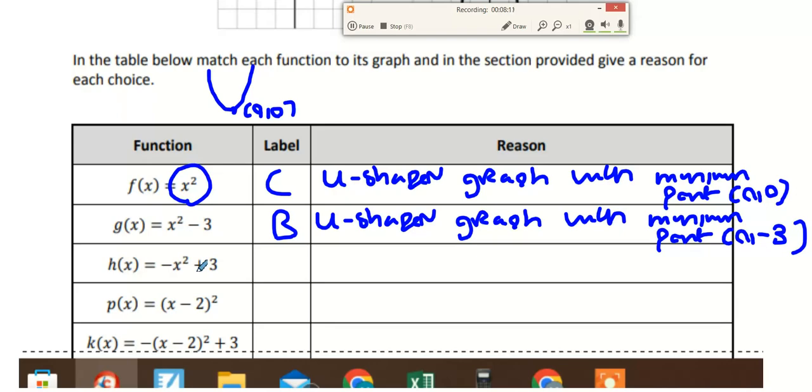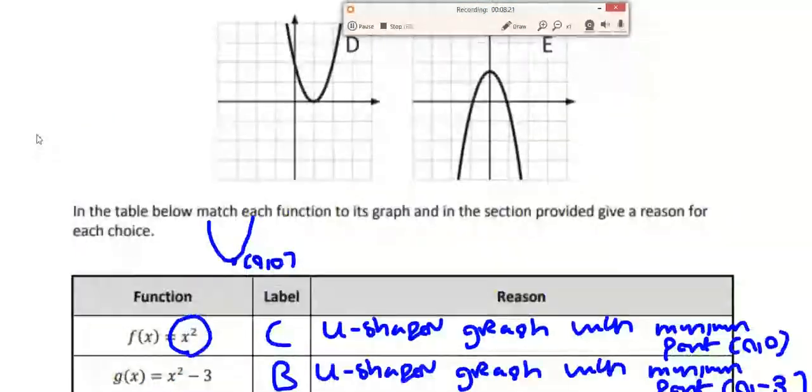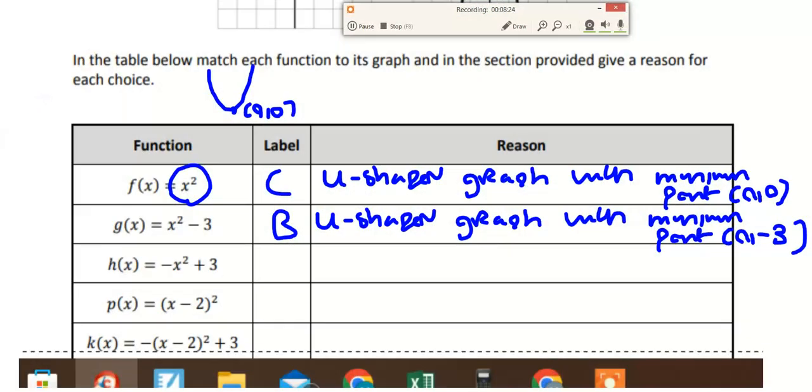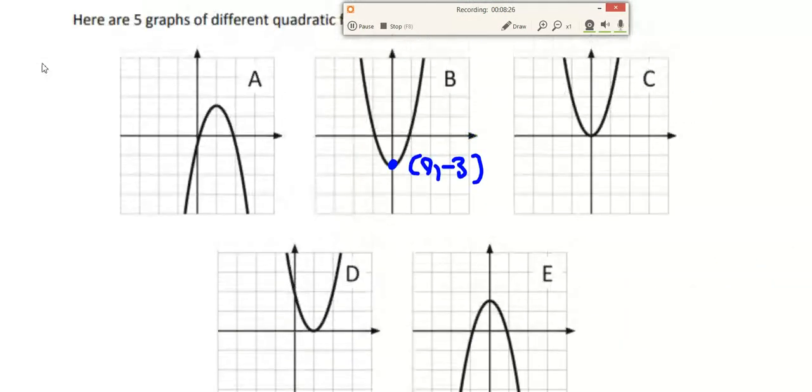H is the -1 version. It's what happens when you multiply a graph by -1. What happens to it? N shaper changes to U shaper. So H is the opposite of H. That one is the opposite of B. So what's the opposite of B?